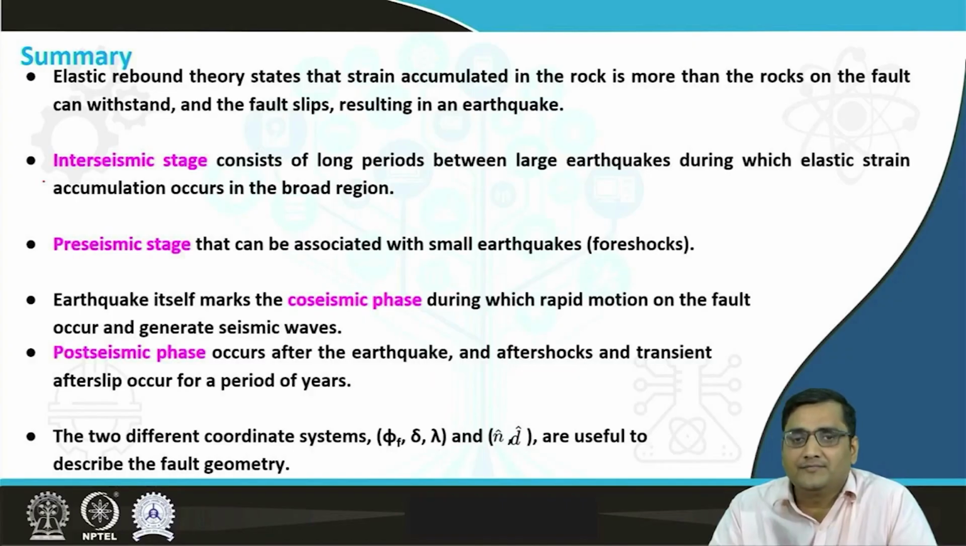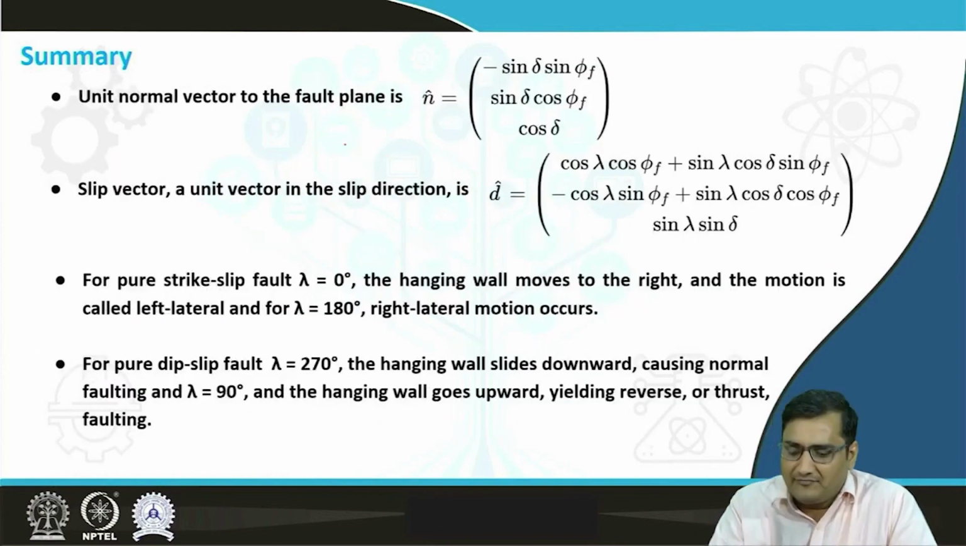There are the 2 coordinate systems we talked about, phi, delta, lambda and n cap, d cap. n cap is the unit normal vector on the fault plane. d cap is the slip vector along the slip direction. Normal vector to the fault plane can be represented by this, and the slip vector, a unit vector in the slip direction, can be represented by this.